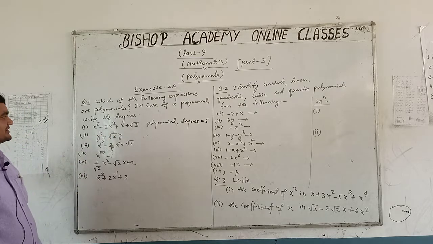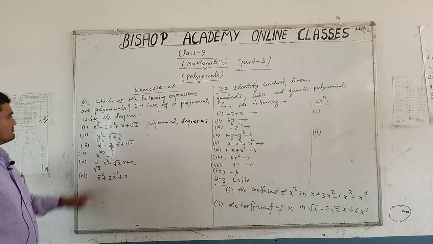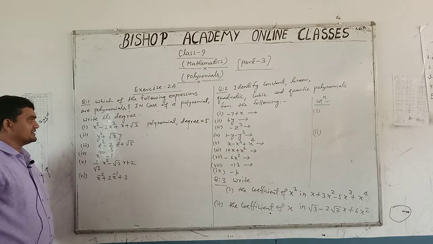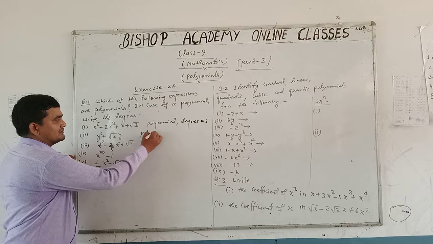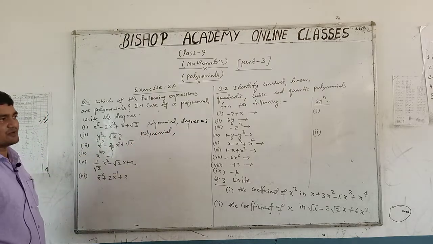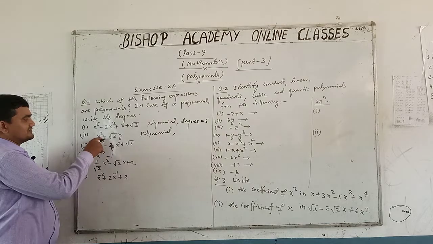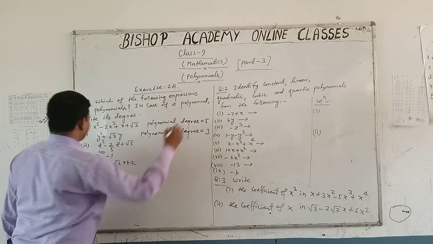Now in second part, it is also a polynomial because this expression is containing non-negative integral power, means in each term the power is non-negative integer. Therefore, it is also a polynomial, and highest power of this polynomial is 3. Therefore, its degree is 3.